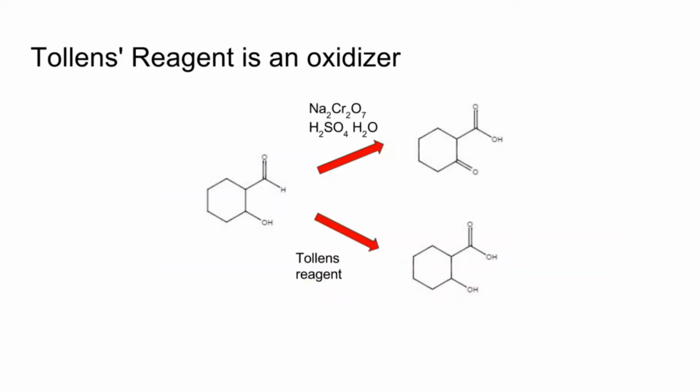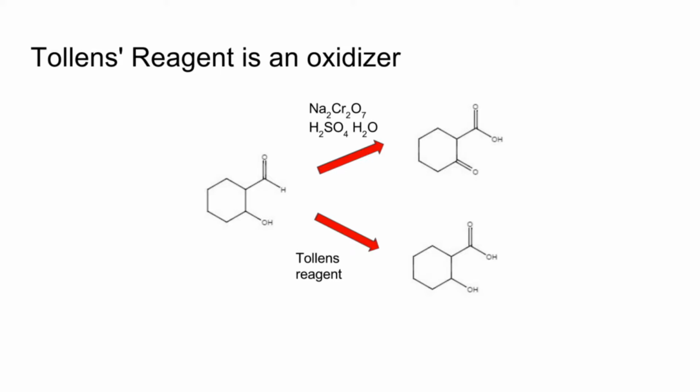Tollens reagent is an oxidizer. As we have learned in Orgo, an oxidizer increases the number of CO bonds for a molecule. The salicyl aldehyde, shown on the left, contains 3 CO bonds. After reacting with sodium dichromate, which is a strong oxidizer, the aldehyde group is oxidized to a carboxylic acid, and the OH group is oxidized to a ketone. Thus, 5 CO bonds are observed.